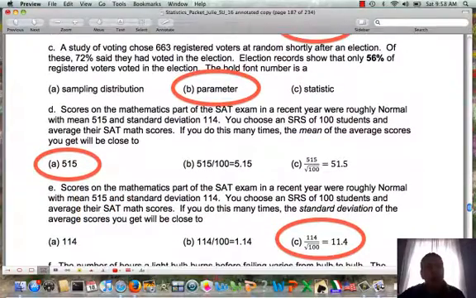Question C. A study of voting chose 663 registered voters at random shortly after an election. Of these 663, 72% said they had voted in an election. Election records show that only 56% of registered voters voted in the election. So the bold font number is the 56% from election records, and that's a parameter because it's data about the whole population. Election records show data about everyone who voted.